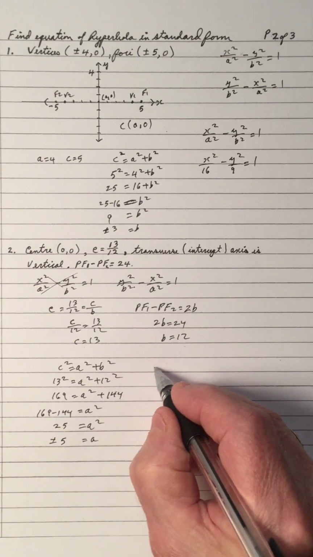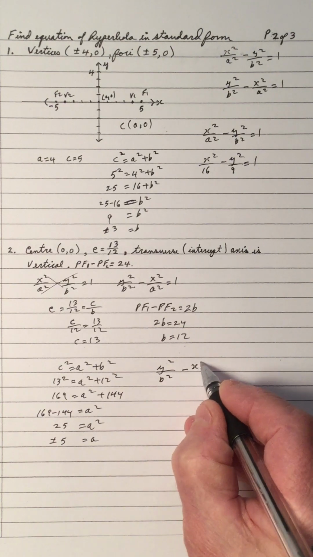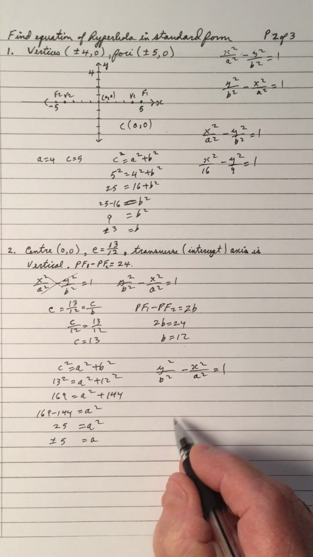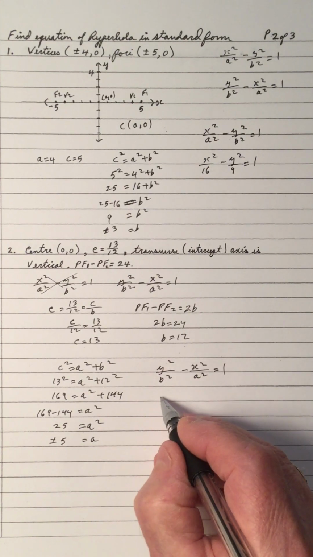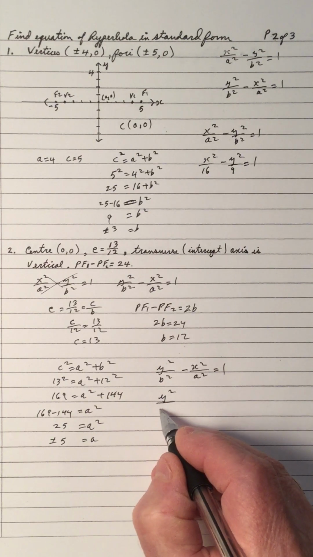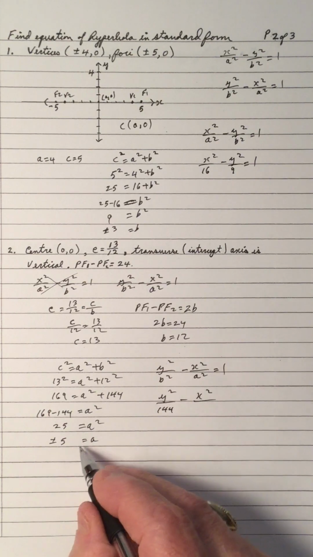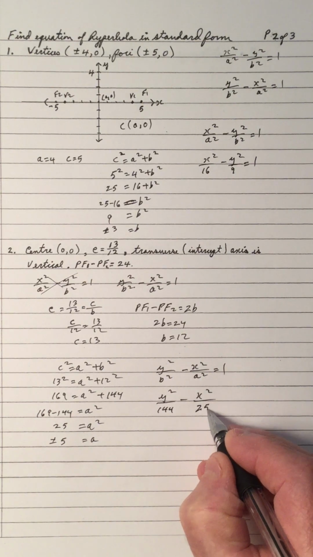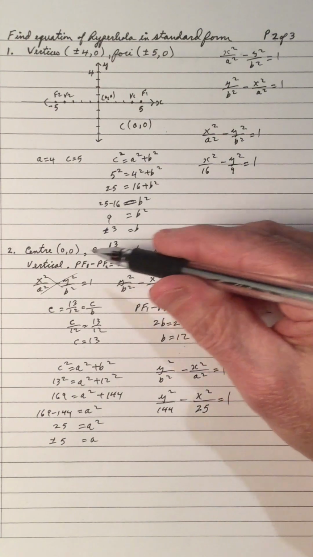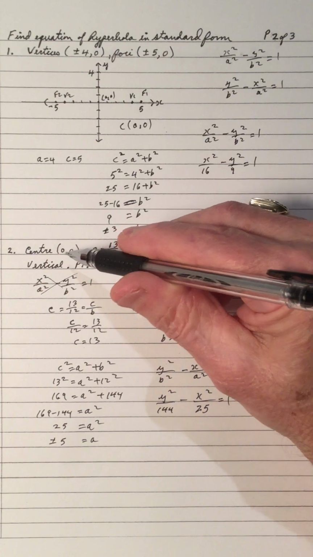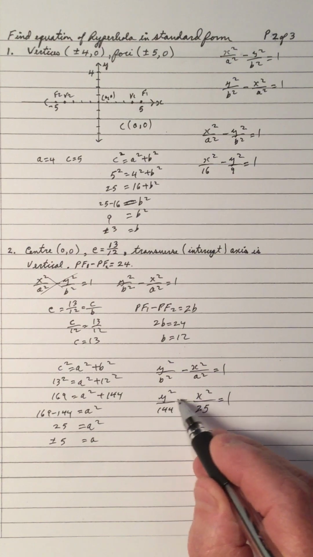So the equation, as we said, is y squared over b squared minus x squared over a squared equals 1. B is 12, so b squared is 144. And a is 5, so a squared is 25. So this is the equation that represents this hyperbola. Again, the center is 0, 0, so we have x squared and y squared, and the center is 0, 0.